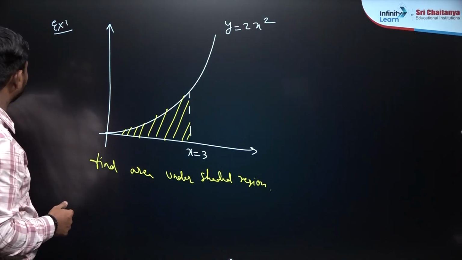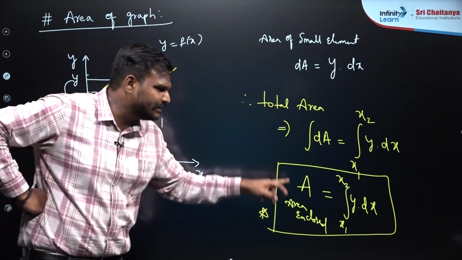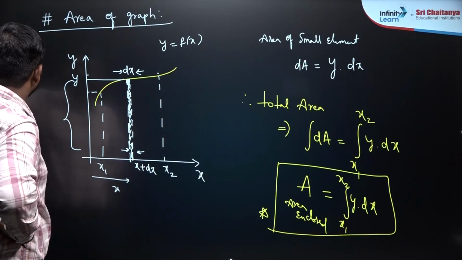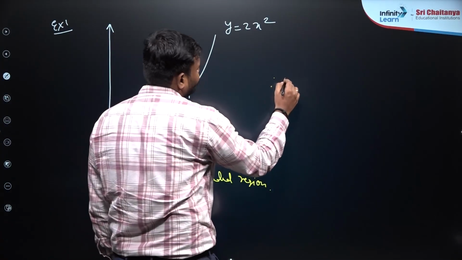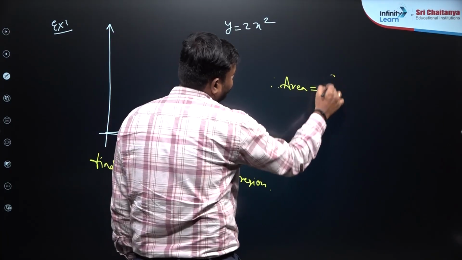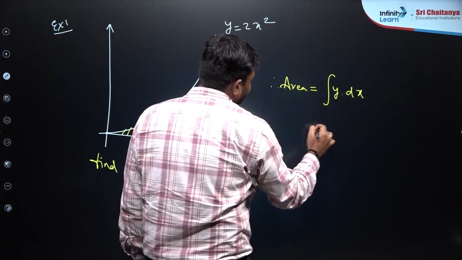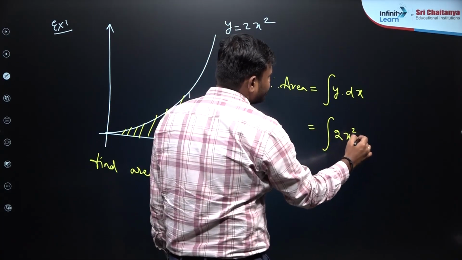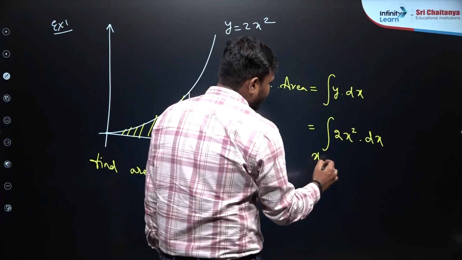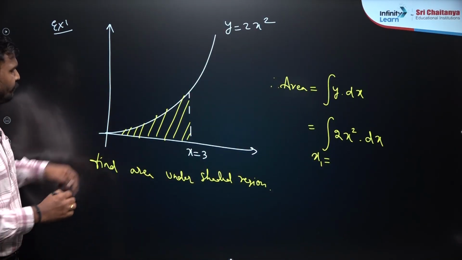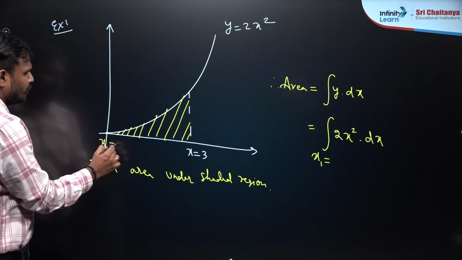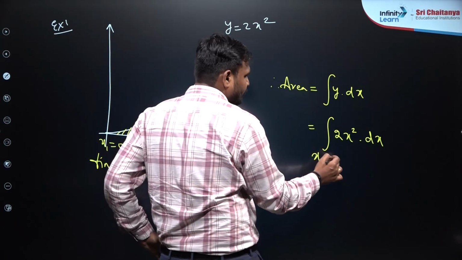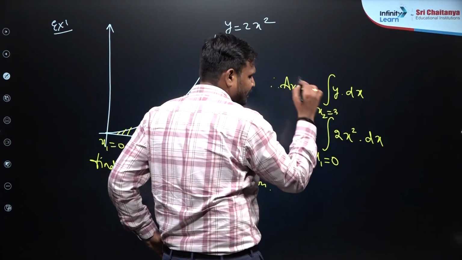So instead we will go with what concept? Area enclosed is nothing but integration of the function. So using that logic, we will say area enclosed is nothing but integral y dx. And what is the equation, y in terms of x? 2x square. And they want us to find the area from the origin till x is equal to 3. So we will put lower limit as 0 and upper limit as 3.